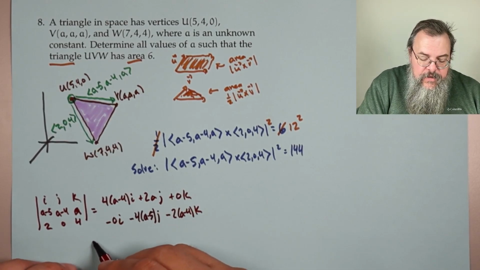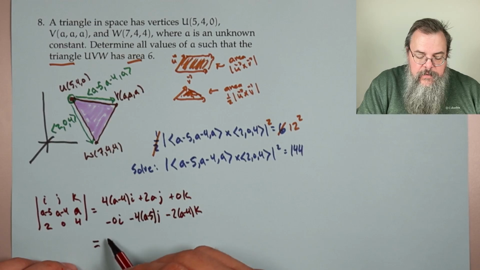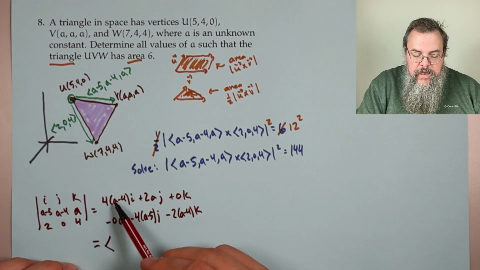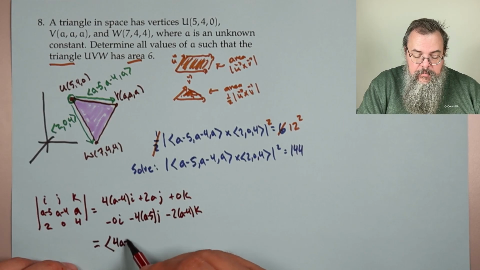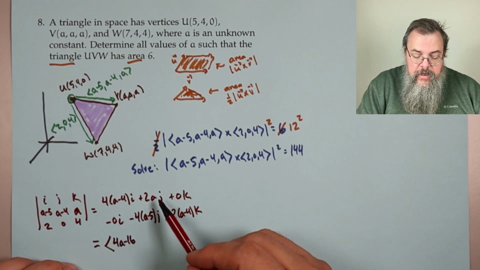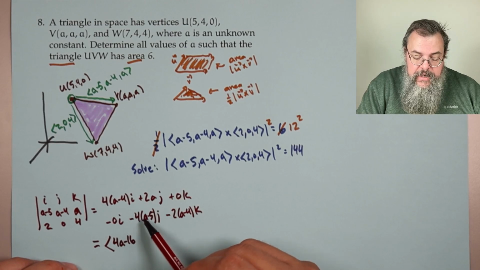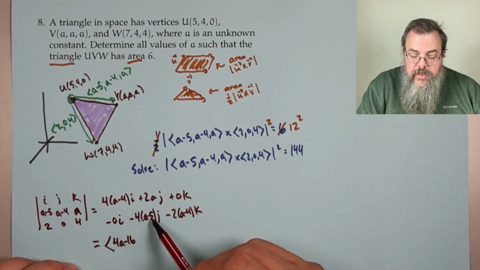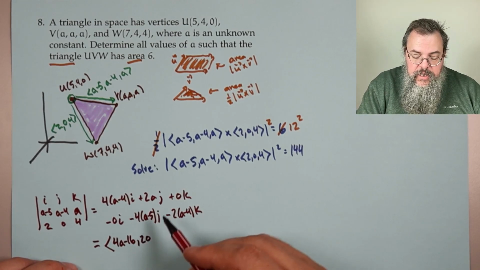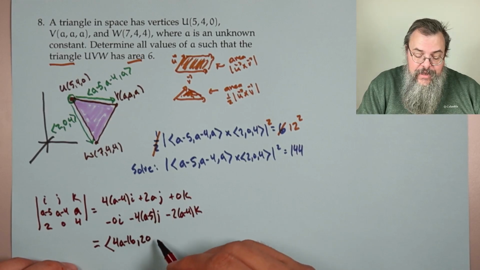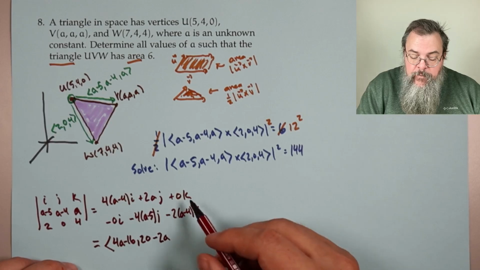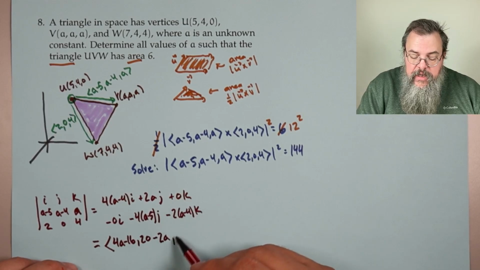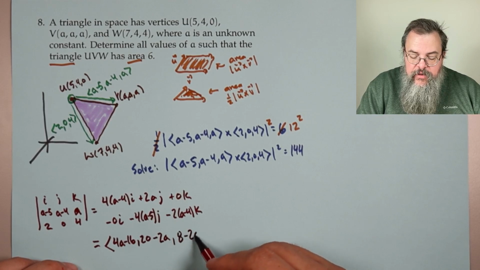All right, which would give us here, in our first slot, 4a subtract 16. And then we subtract 0. So 4a minus 16. Here we have 2a minus 4a and a plus 20. Well, let's put the plus 20 here, and 2a subtract 4a, that's minus 2a. Okay? And then 0 minus 2a and plus 8. So I'll write that as 8 minus 2a.